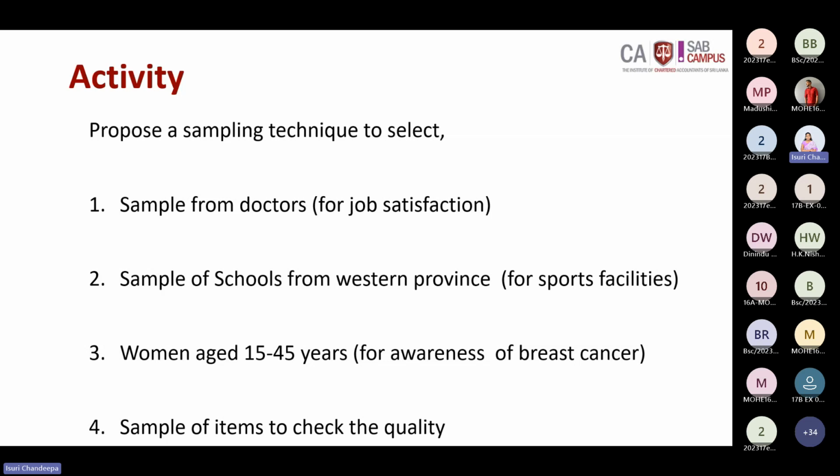Next one, women aged between 15 to 45. Definitely it is a stratified random sampling technique. Last one, sample of the items to check the quality. Yes, it should be systematic random sampling. Normally we are checking the nth item, no? First item, the second item, likewise. So the best sampling technique is the systematic random sampling technique.